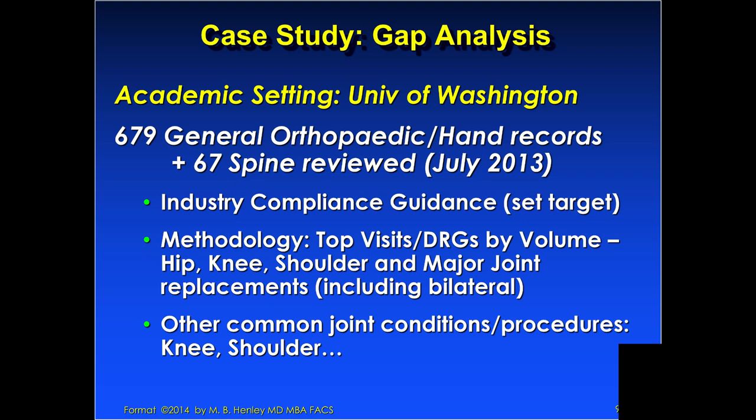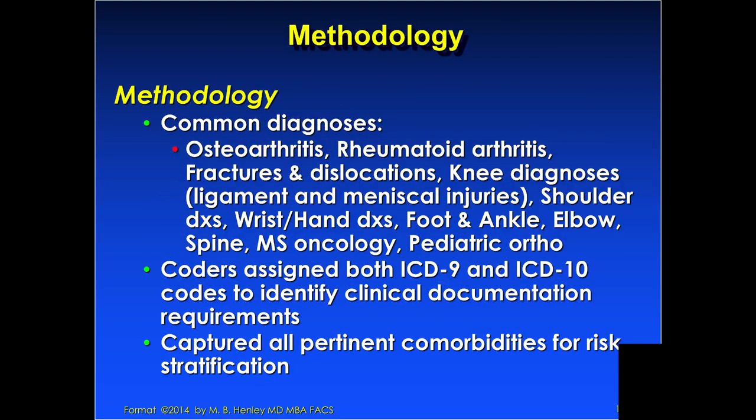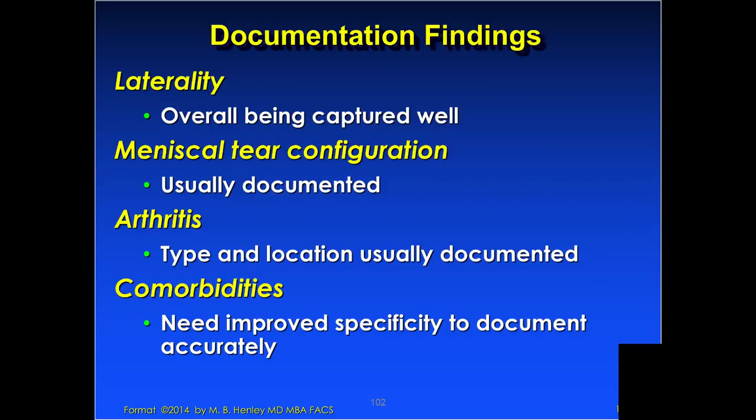So these are the common diagnoses that we see at the University of Washington, and they looked at a bunch of charts. Overall, they found that we do capture and document laterality quite well. For example, for meniscal tears, we identify whether it's the left or right knee, whether it's the medial or lateral meniscus, and the type of tear if that's known, meaning bucket handle, horizontal, whatever.